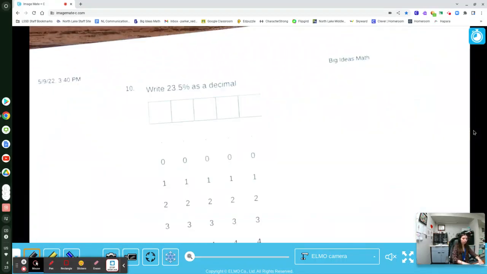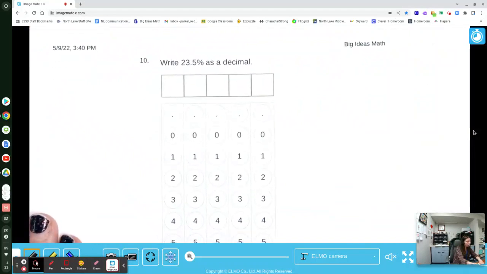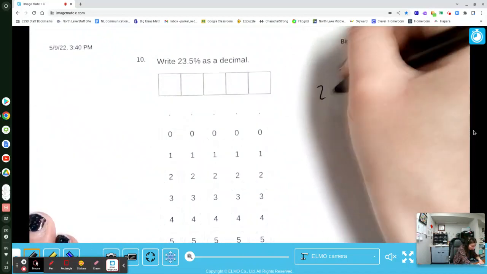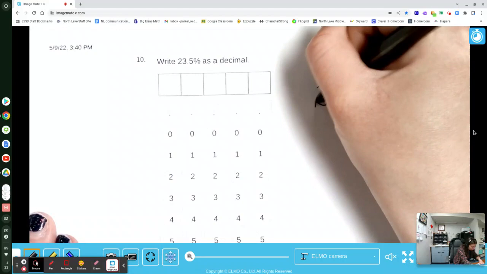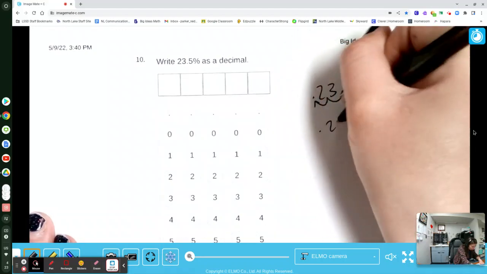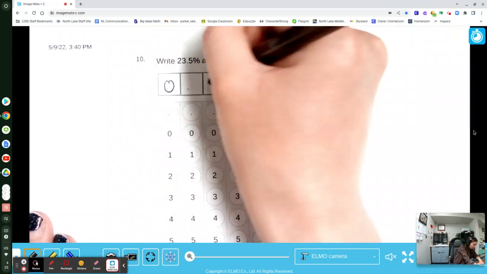Number 10, write 23.5% as a decimal. So to change a percent into a decimal, we move the decimal 2 places to the left. We're decreasing it. So I'm going to move it 1, 2 spots to the left, so it becomes 0.235. I personally like to put a 0 in front, so 0.235.